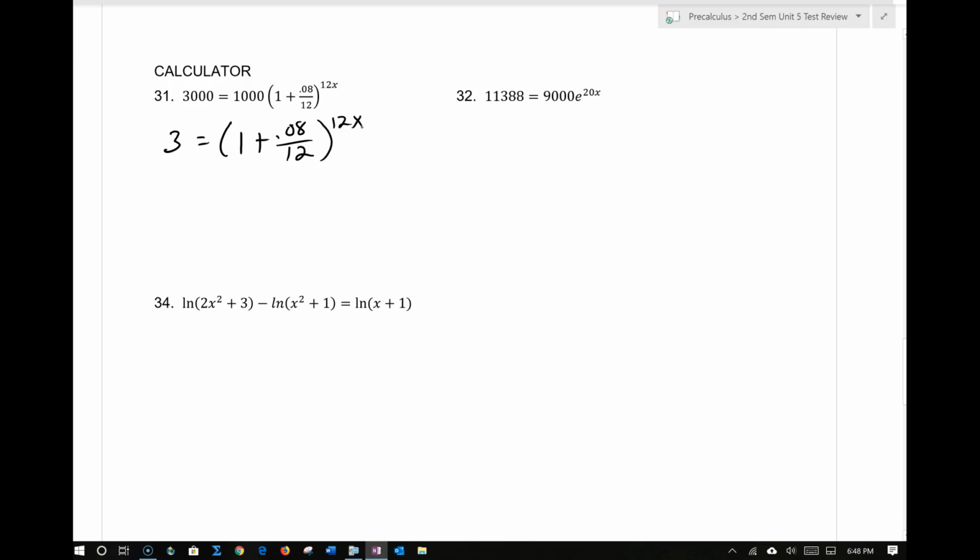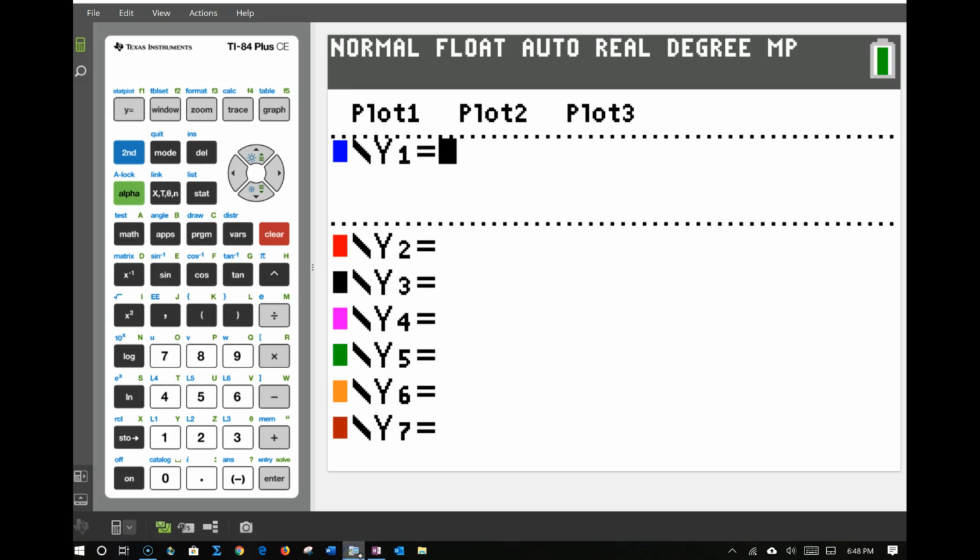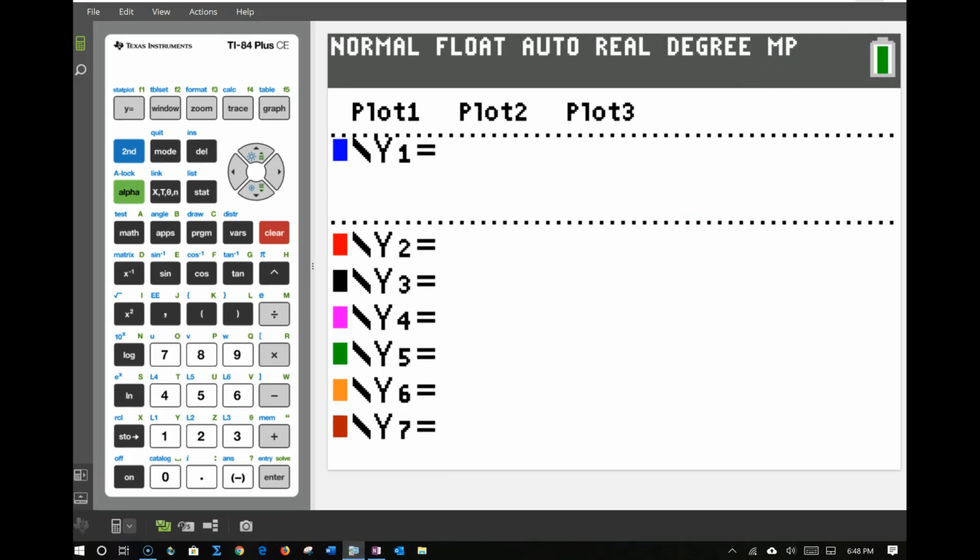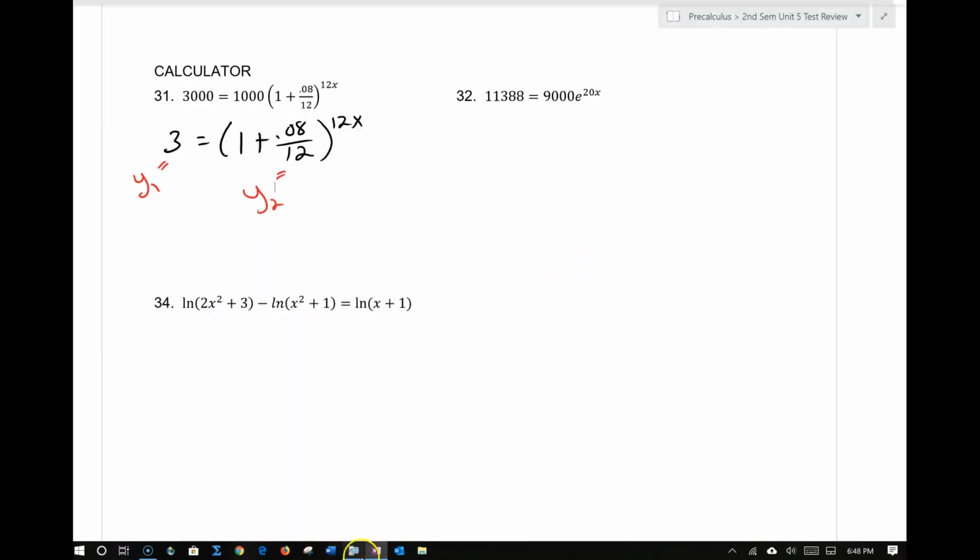Now I'm actually going to do what we learned a couple units ago about how to use our calculator using point of intersection. So on my calculator I'm going to let y1 equals 3 and I'm going to let y2 equal what's on the right. Let's see if I remember what all these are. I'm going to probably go back and forth between the two.